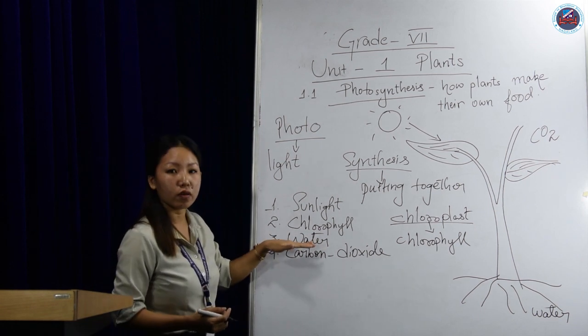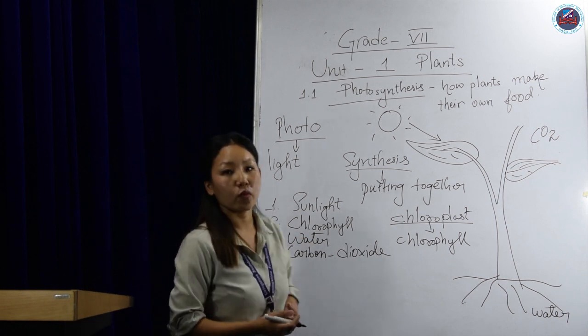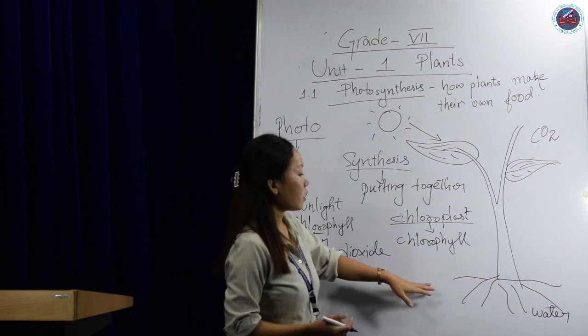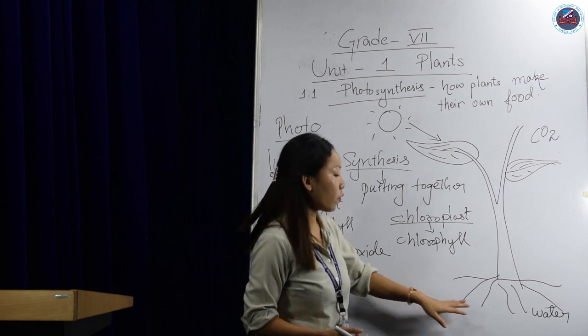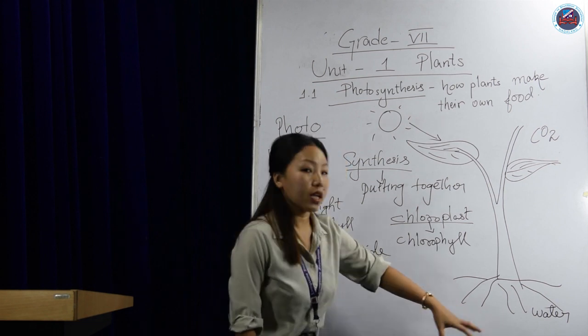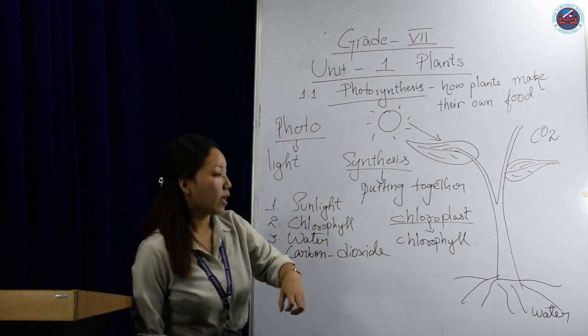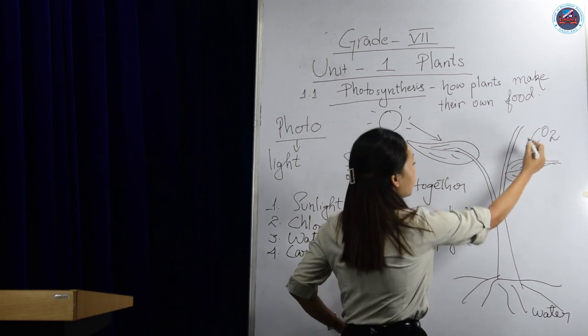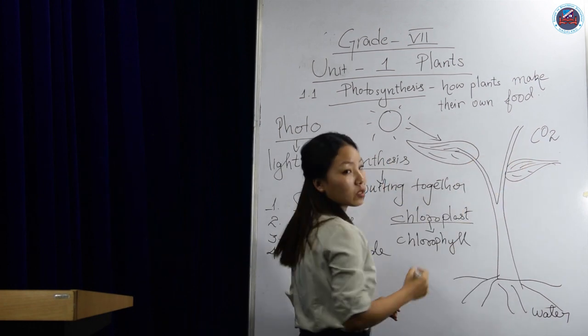Next, we have water. From where does the plant get water? Plants absorb the water from the root. The root absorbs water from the soil and transfers it to different parts of the plant through the stem.